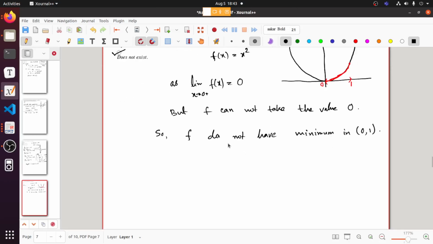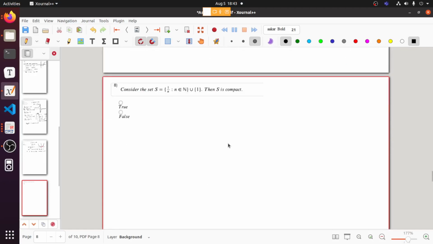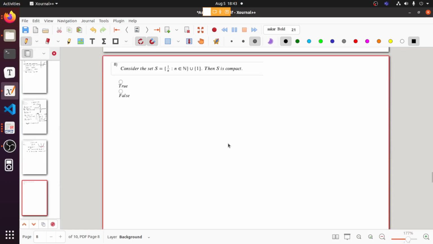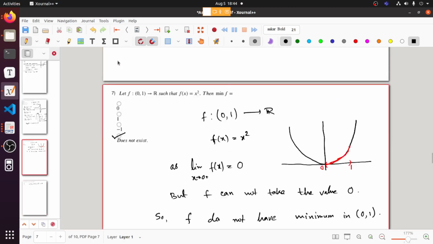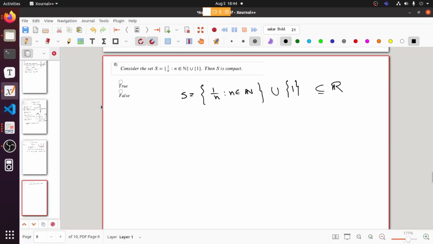Okay, so now move to the next question, question number 8. What is it saying? Consider the set S equals 1 by n, where n belongs to the natural numbers, union 1. You have to say whether this set is compact or not. This is a subset of R. Compact means closed and bounded, right? So you have to check this set is compact or not.